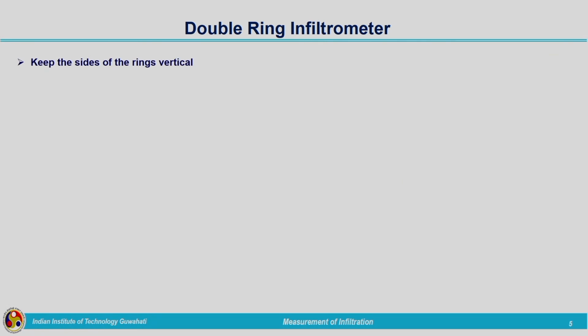Let us see how the double ring infiltrometer works. The ground may have some undulations, so we should be careful while placing the infiltrometers. The sides of the infiltrometer should be vertical. After that, we will be hammering the infiltrometer into the ground.